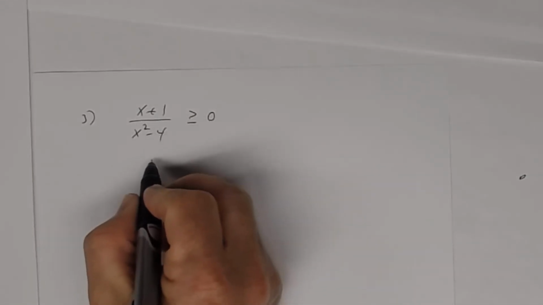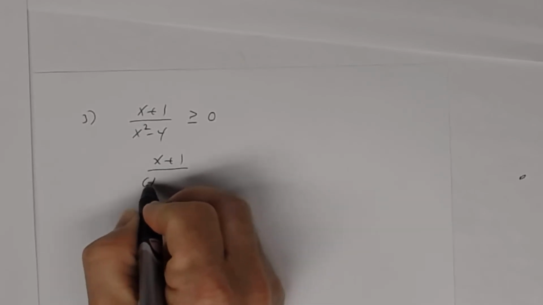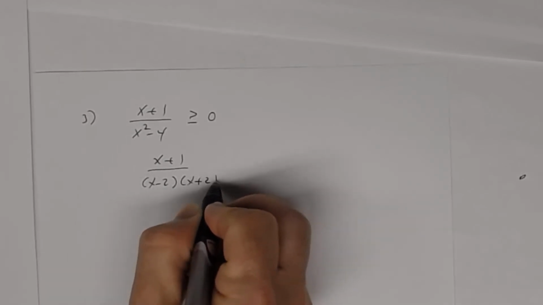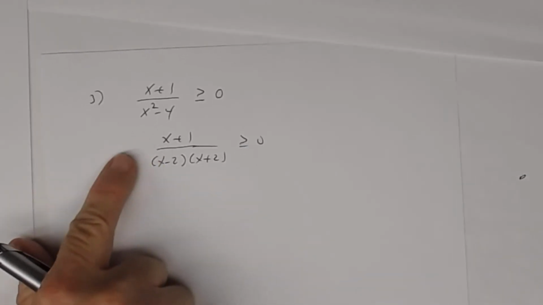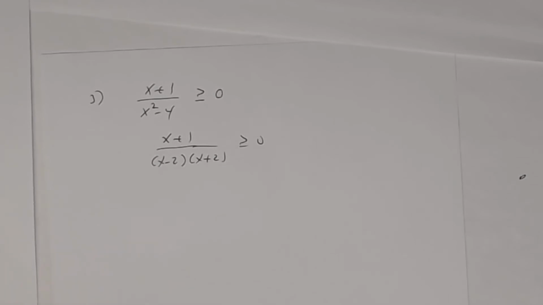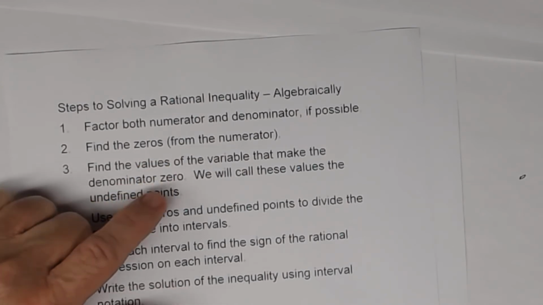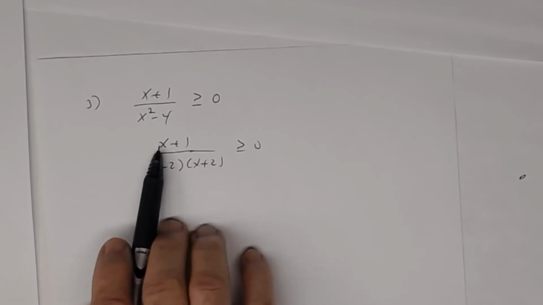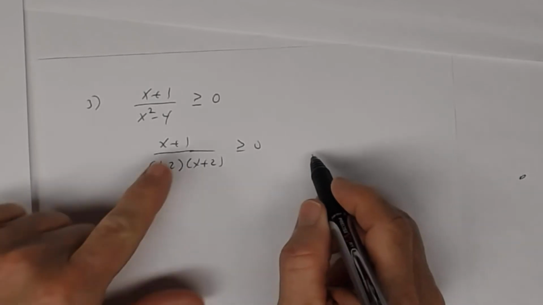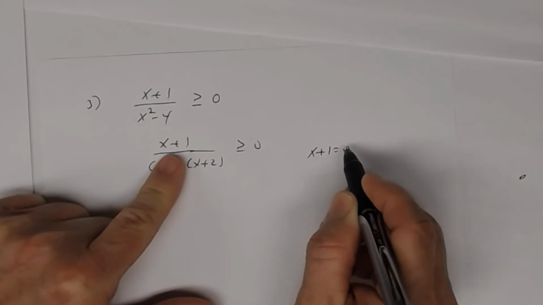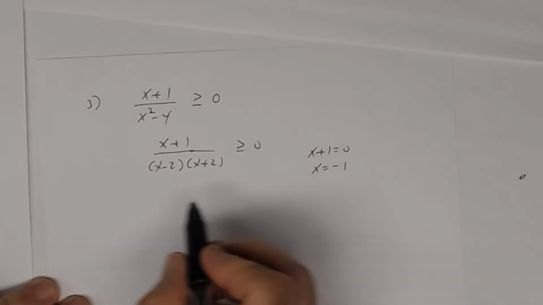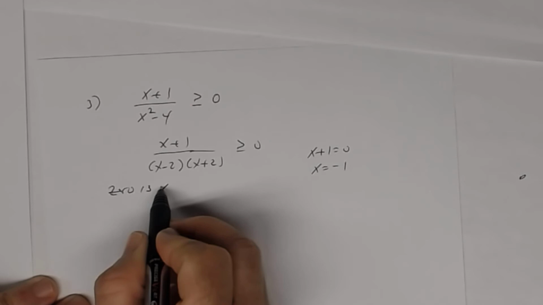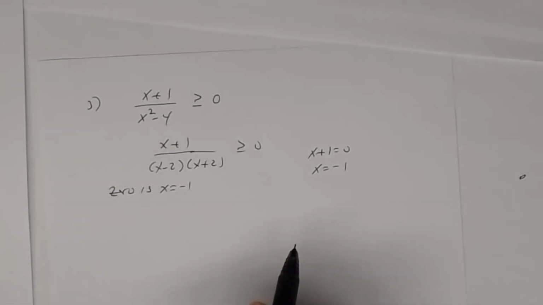So I'm going to rewrite this over. I got x plus 1 divided by x minus 2 times x plus 2 is greater than or equal to 0. Okay? All right, so first thing is to factor numerator and denominator. Now we're going to find two things. We're going to find the zeros, and we're going to find the undefined points. So this rational expression is 0 when the numerator is 0. So all I do is set the numerator equal to 0. And so I get x to be negative 1. So there's my 0. So my 0 is x equals negative 1. Okay?